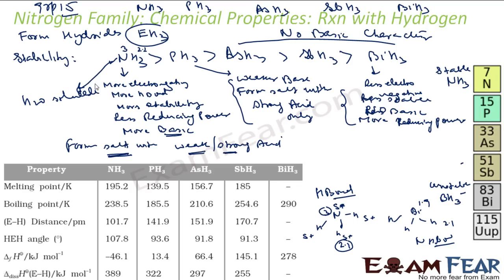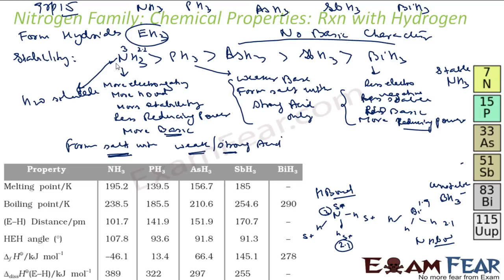If you talk about the reducing nature of these hydrides, we have seen that ammonia has very little reducing power. So except ammonia, the other hydrides of this group act as reducing agents. They act as good reducing agents actually. They react with metal ions, for example copper ions and silver ions, to form phosphides, arsenides, antimonides, etc. These have good reducing power.